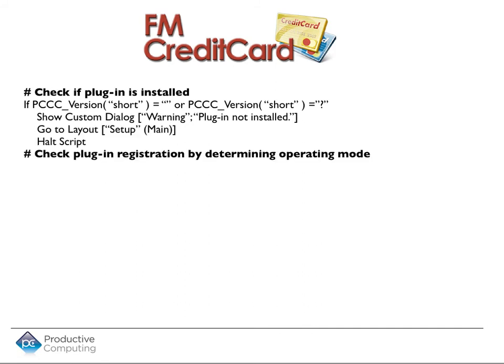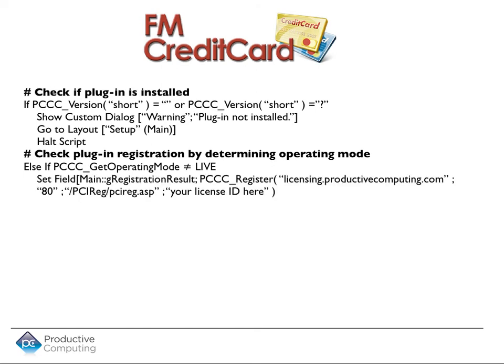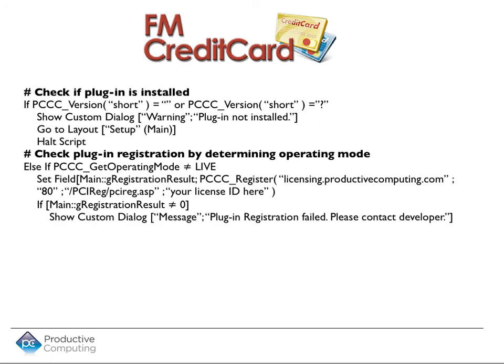Next, let's check to see if the plugin has been properly registered by determining the plugin operating mode. If the get operating mode function does not equal live, then we will call the register function, hardcode the four parameters including your license ID, and register the plugin behind the scenes. If the registration result does not equal 0, then we can display a dialog that the plugin registration failed. And again, we may want to go back to the main setup layout and halt the script.